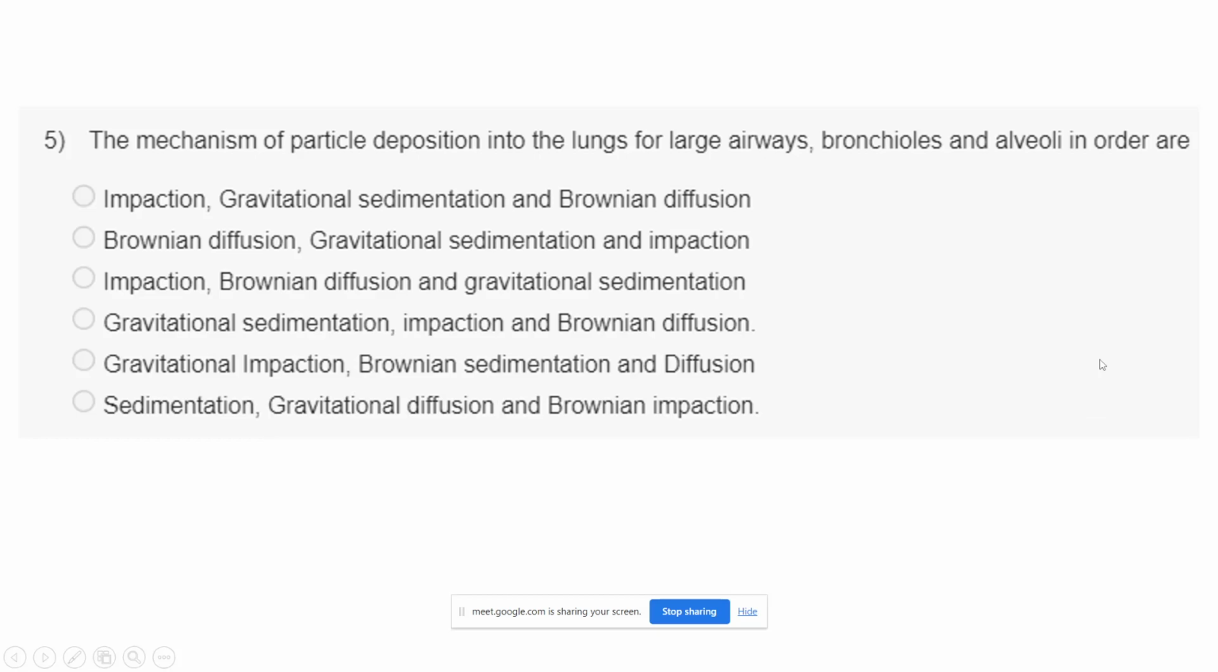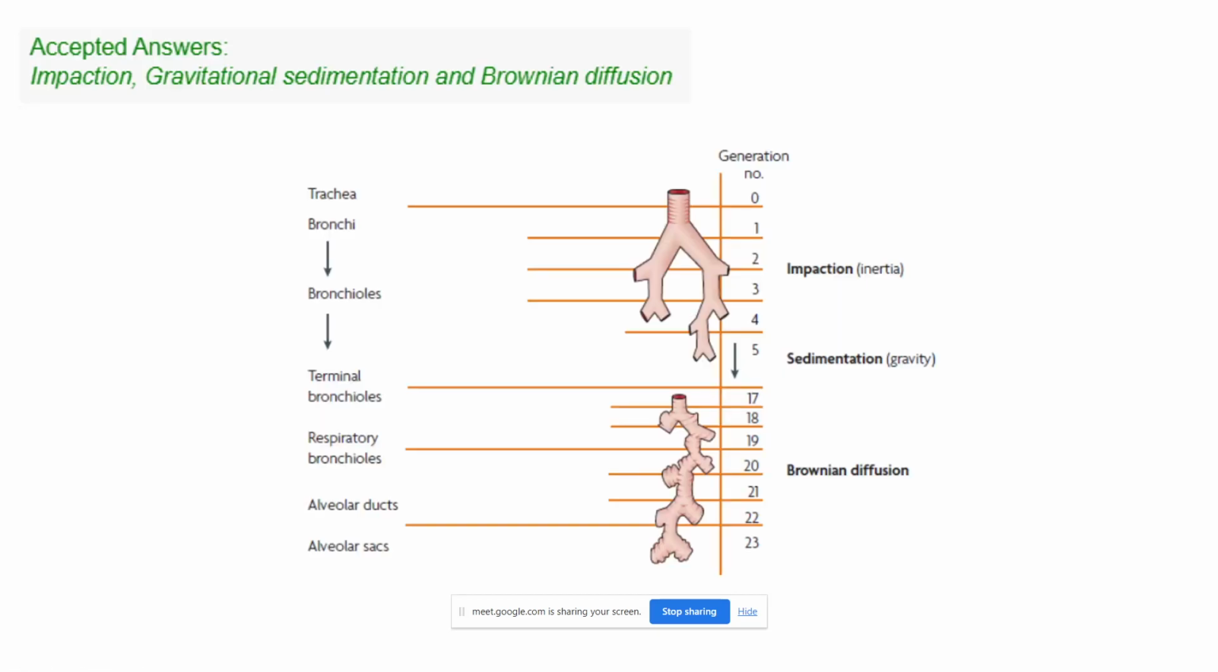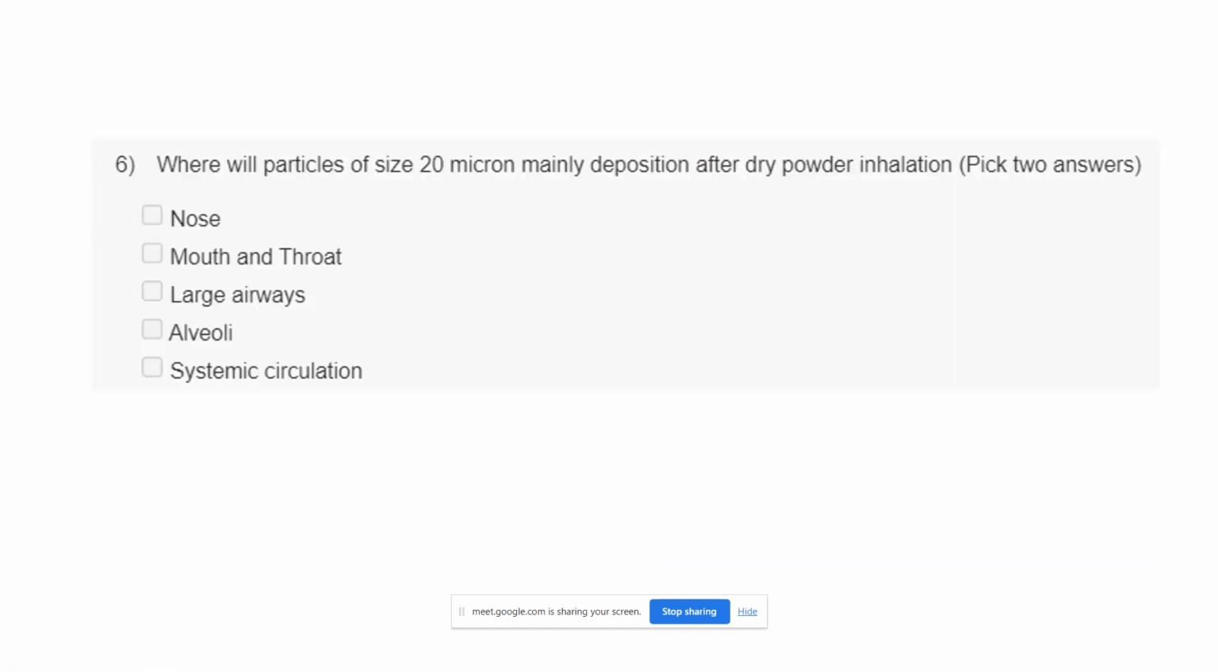Okay. Option 1 is the correct answer. It's impaction that will lead to deposition near bronchi, bronchioles, and then followed by sedimentation, then Brownian diffusion, lead to final deposition at the alveolar sacs. Okay, let's move on to the next question.